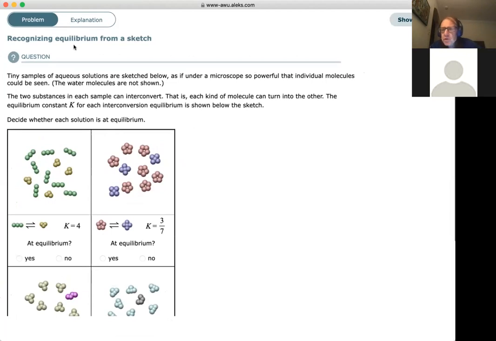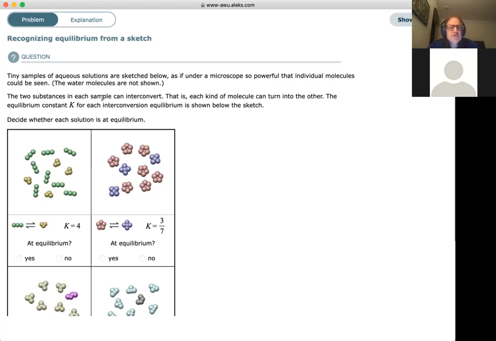Okay, cartoon we call this. Tiny samples of aqueous solutions are sketched below as if under a microscope so powerful that individual molecules could be seen. And the water molecules are not shown. So these are solutes that are dissolved in the water, but they're not showing you the water because remember, if you have a solution that has water in it, there's 100 water molecules for every solute molecule. So it would just be hard to find anything except the water.